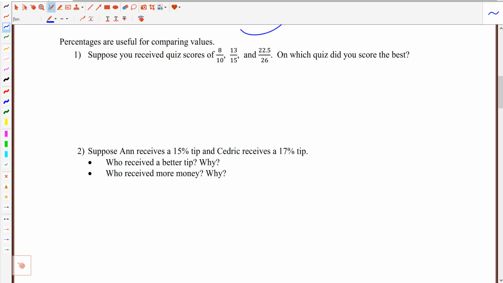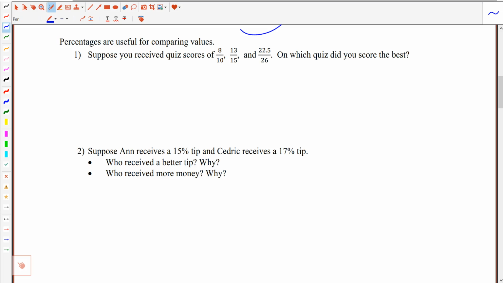Percentages are useful because they allow us to compare part-whole relationships. So let's take a look at a couple of examples looking at the relationship of a part to a whole. Suppose you receive quiz scores of 8 out of 10, 13 out of 15, and 22.5 out of 26. In which quiz did you score the best?